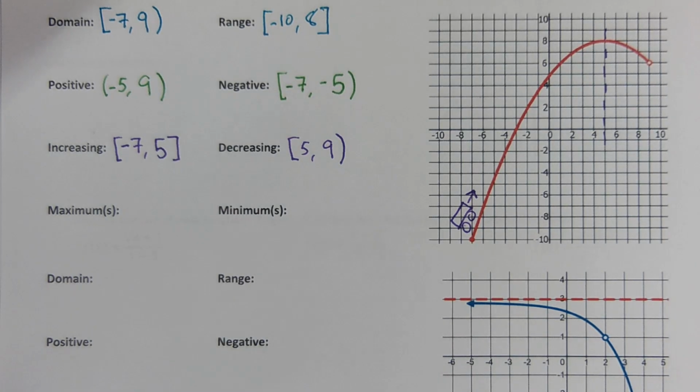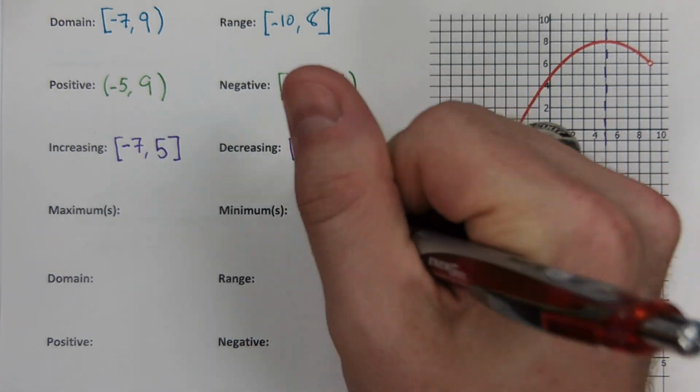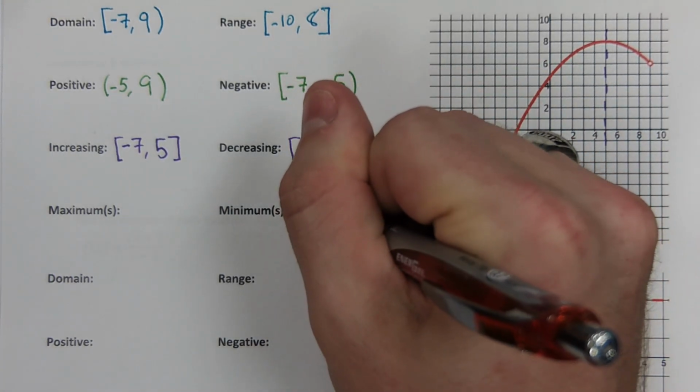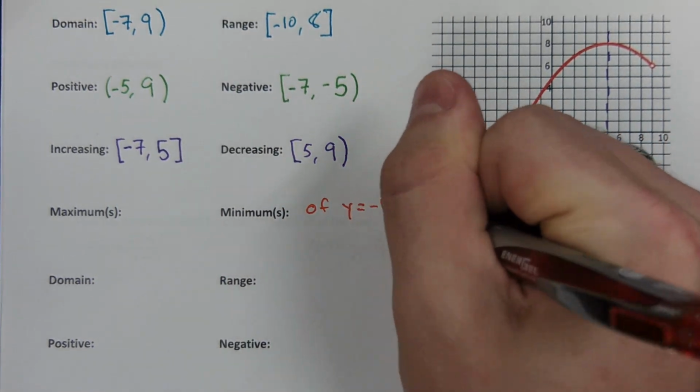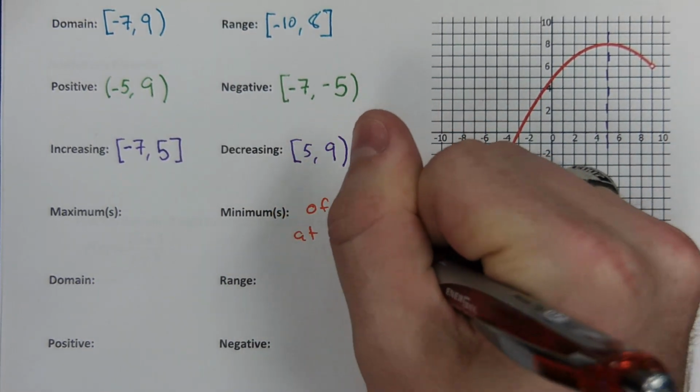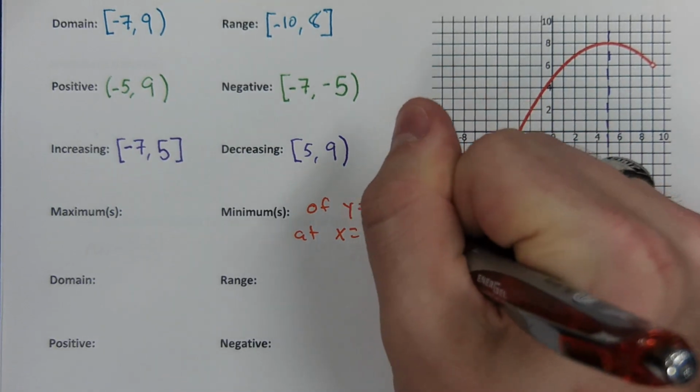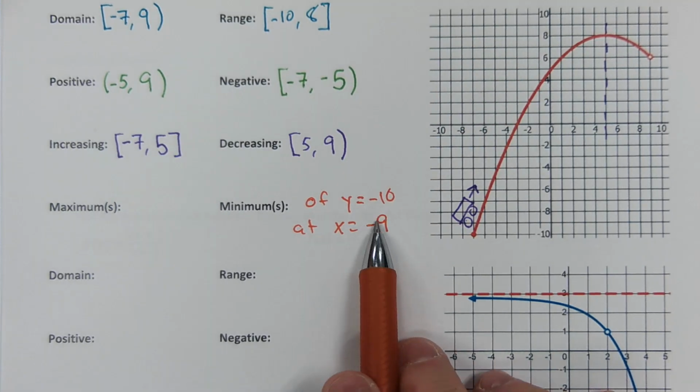So a minimum, let's say, of y equals -10 at x equals -9. This is the minimum value. This is where it occurs.